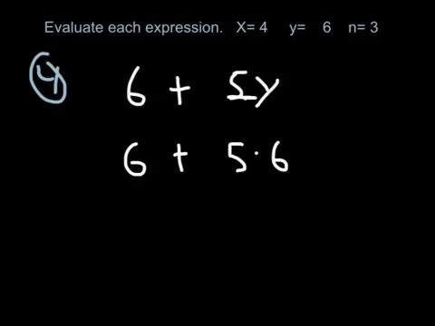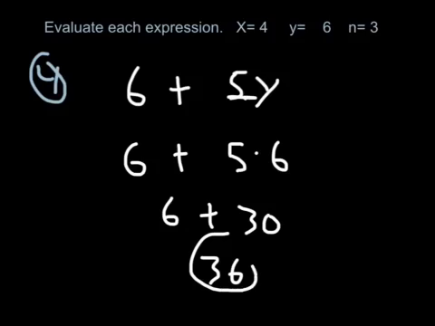5 times 6 is 30, and then plus 6. And then 30 plus 6 is 36. So this should have been your final answer. If you didn't get it, that is okay. Remember, we learn best from our mistakes. So that is okay if you didn't get that one. We'll try again on number 5. And if you got it, wonderful for you.